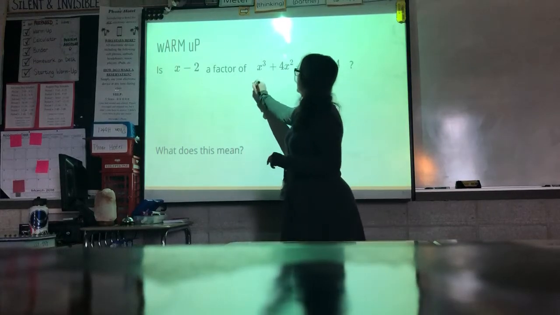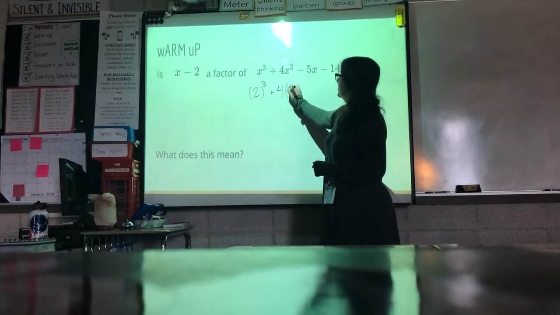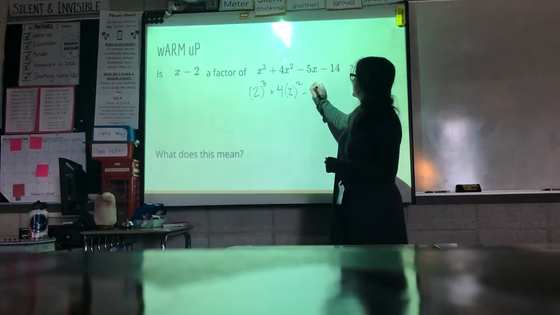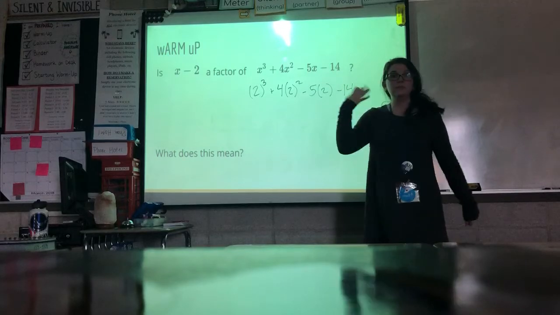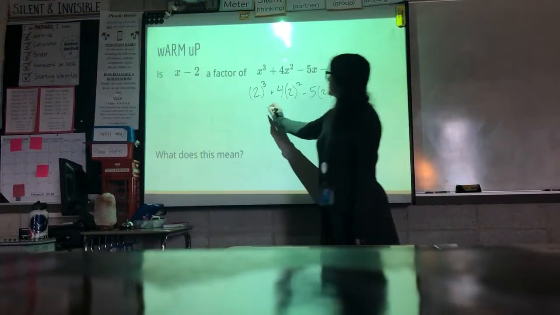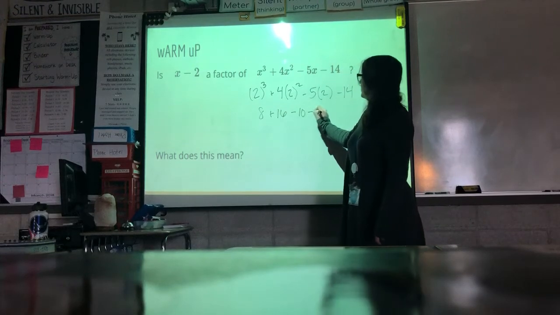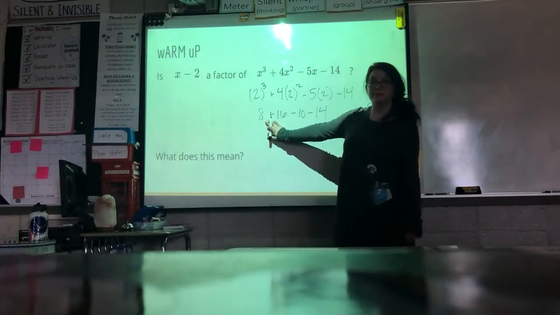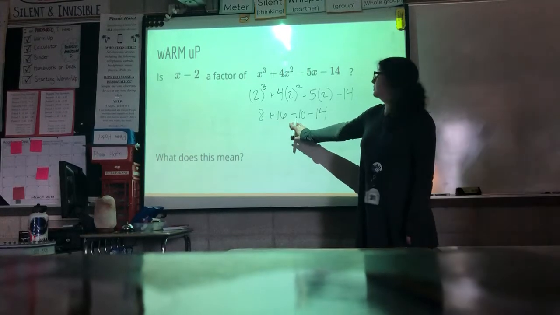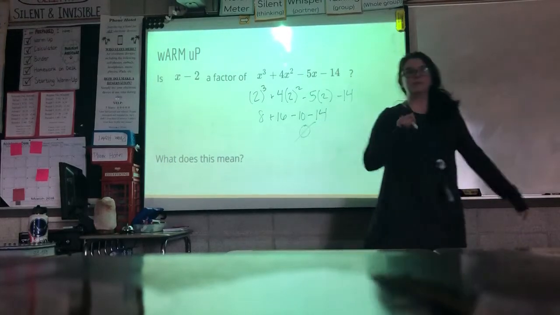Throwing in a 2, we get 2 to the third power plus 4 times 2 squared minus 5 times 2 minus 14. Continuing with order of operations, we get 8 plus 16 minus 10 and then minus 14. 24 minus 10 is 14. 14 minus 14 is 0. It's beautiful. We love it.